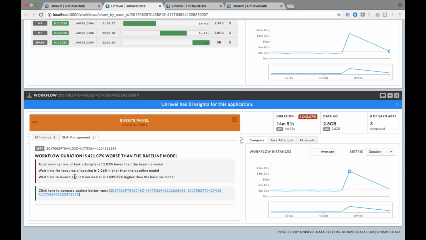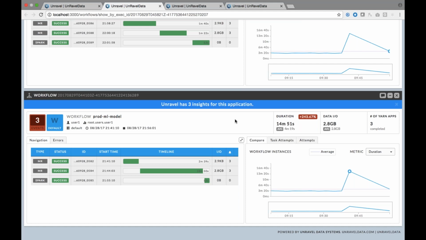Of all these possible causes, Unravel is automatically analyzing and saying that the cause of the performance change is the increased wait time to launch the application master. There are a lot of such resource contention problems that can happen. So very quickly, Unravel can tell you what the cause of the problem is, right? Now, at this point, you might wonder, why is this application suffering from contention? Who's causing that contention? Unravel has the insights and visuals to help you out there as well.